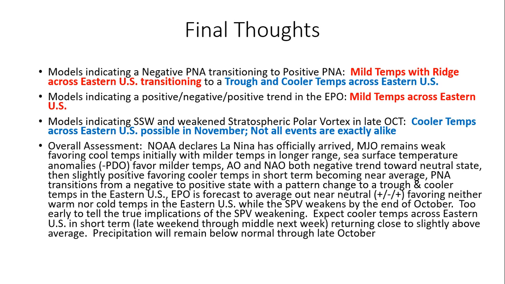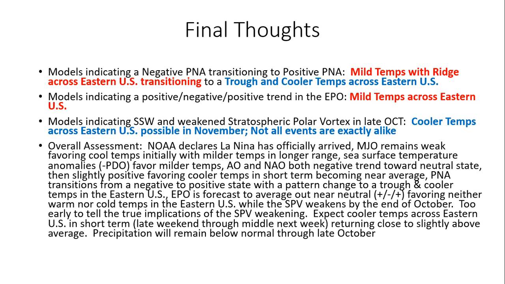Additionally, the EPO, the Eastern Pacific Oscillation, is forecast to average out near neutral, positive, negative, positive. This is going to favor neither warm nor cold temps in the eastern U.S. And while the stratospheric polar vortex, the SPV, weakens by the end of October, right now, with that polar vortex weakening, it's just too early to tell the true implications of it. So we'll continue to watch that. We'll see if that energy coupling occurs between the troposphere and the stratosphere.